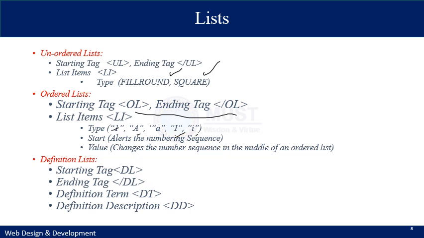Definition list starts from DL and ends at /DL. Definition list means you can define a term and provide its description. The definition term is represented as the tag DT, and the definition of that term is represented as definition description, DD tag.